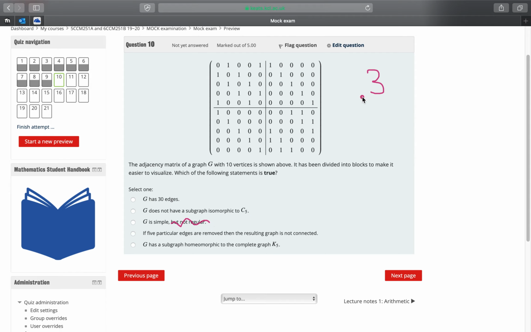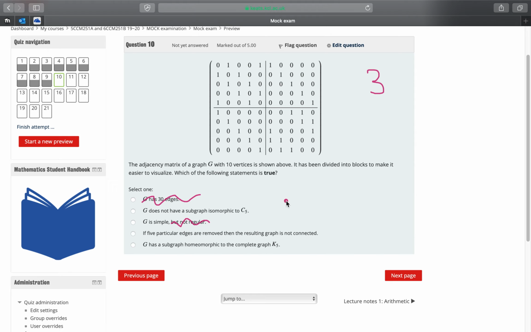How many edges are there? Well, if there are 10 vertices and each of degree 3, that means the sum of the vertex degrees is 30, but you have to halve that. So 30 edges is wrong because we forgot to halve that. In fact, I've been a bit cruel here, because many students last year did actually say 30 edges, but they forgot to halve it. So this is false.